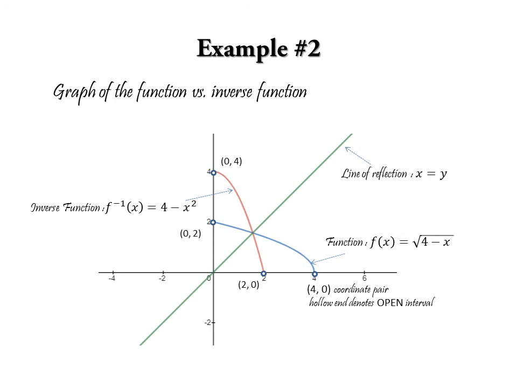Here is the graph of the function against the inverse function. You see the blue line there? That is the line of reflection where x is equal to y. This is where your inverse function and your function meet. Sorry, the red one is the inverse function while the blue one is the function. If you can see, the ends of those graphs are actually hollow circles to indicate that they are not included.